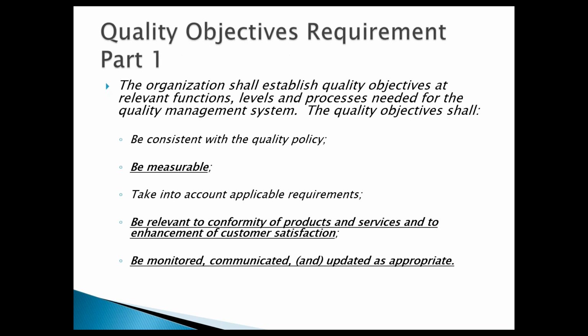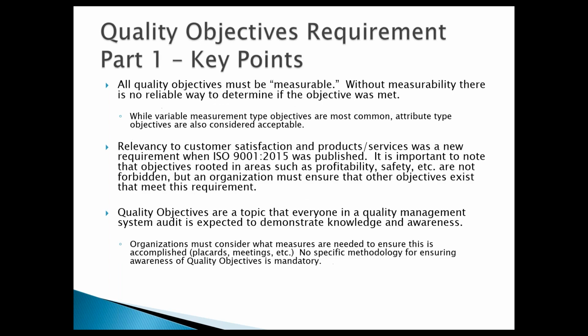6.2 starts out by saying that you need to have quality objectives at relevant functions, levels, and processes. These objectives need to fulfill several criteria that I've got highlighted here. The key items are that they be measurable, relevant to conformity of products and services and to the enhancement of satisfaction of customers, and be monitored, communicated, and updated. So let's take these one at a time here.